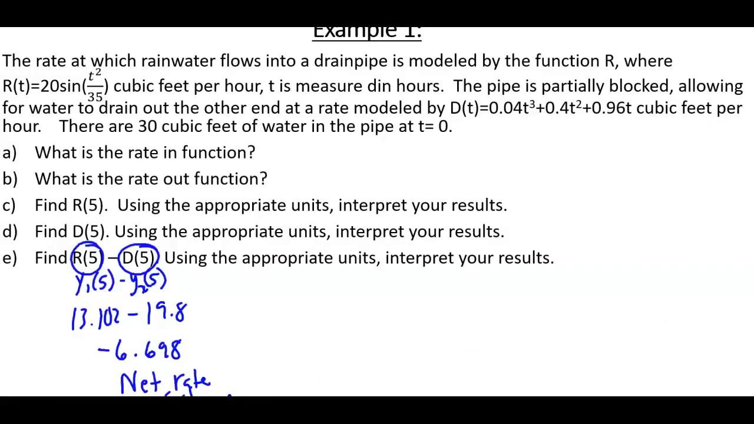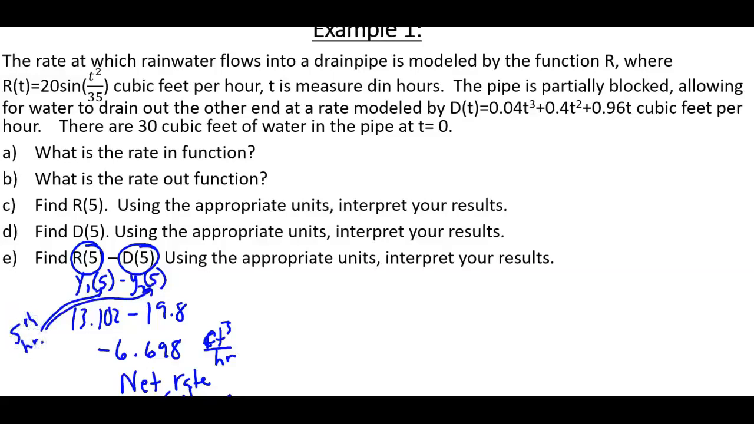So we want to interpret this. Well, if it's a rate of change, then it still has the same units. It's still cubic feet per hour. Those are my units for the output. And as you can see, the input is still 5, so we're still dealing with the 5th hour.